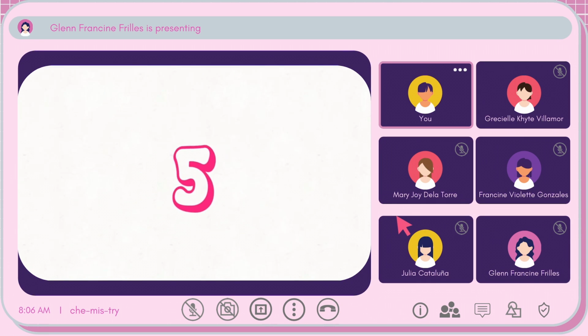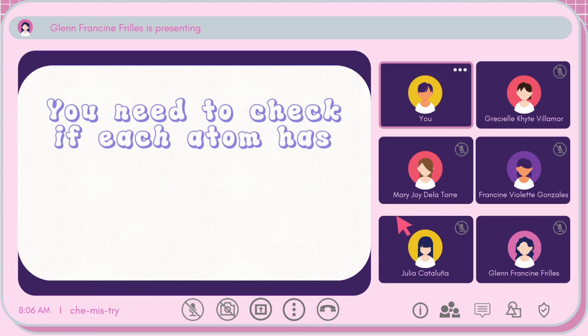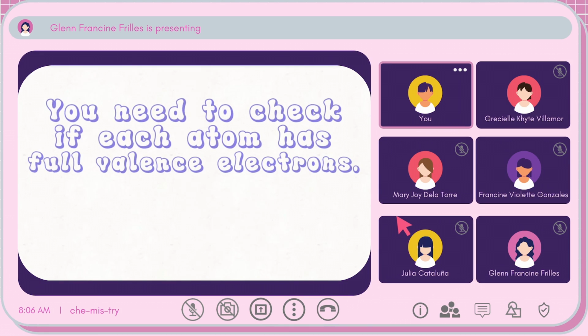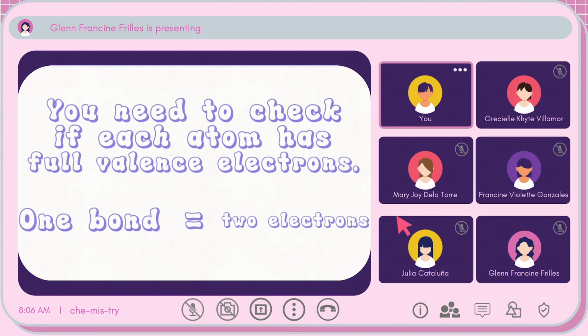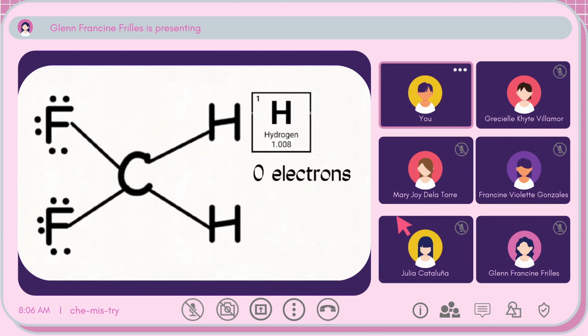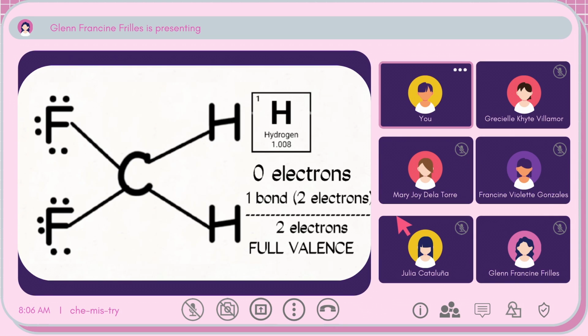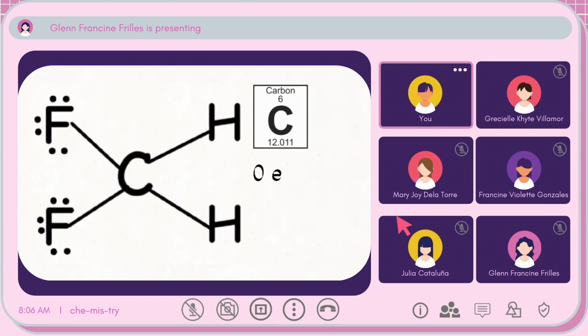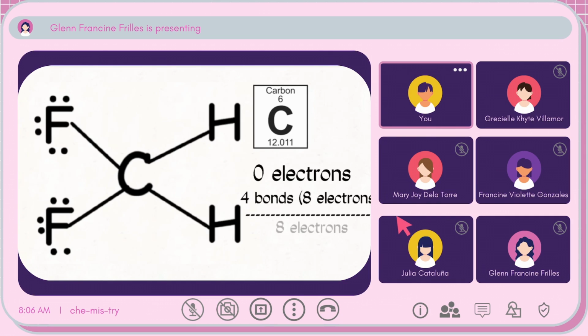Next is step 5, which is you need to check if each atom has full valence electrons. 1 bond is equal to 2 electrons. In our example, we can see that the hydrogen has 0 electrons, but has 1 bond which is equal to 2 electrons, meaning that both hydrogens in our example have full valence. On the other hand, carbon has 0 electrons left and has 4 bonds that are equal to 8 electrons. This atom also has full valence.